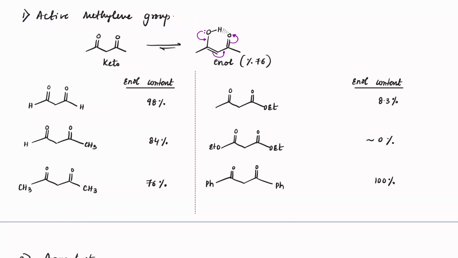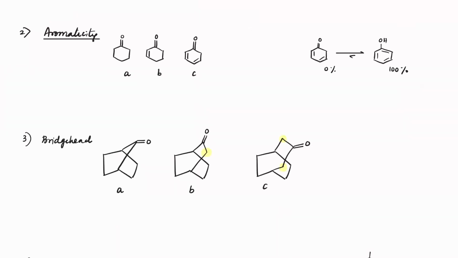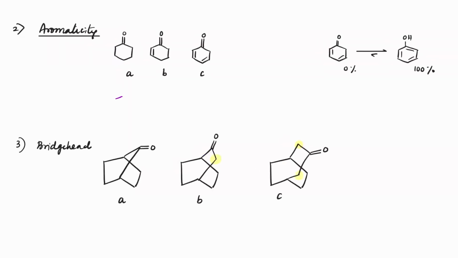Keep that in mind. So in all active methylene cases, how the percentage enol is changing is a very standard question, asked as a complete trend of the percentage enol. Next, aromaticity. See, in the first case, if you write the enol form of it, I'll write down the enol form here. The enol form would be like this.